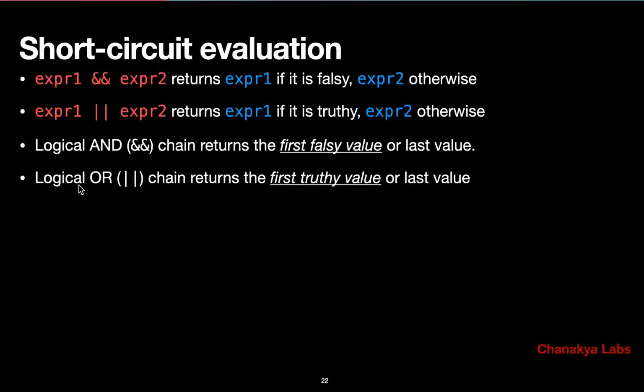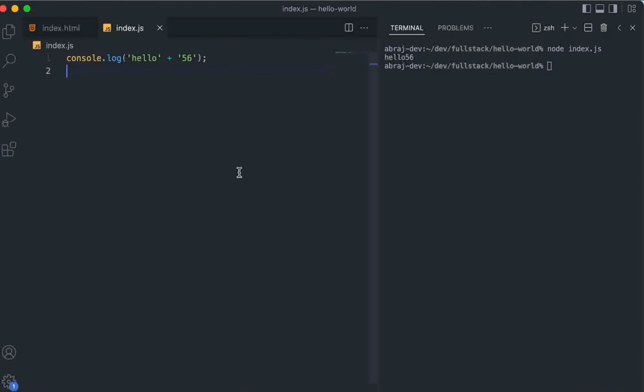And in the same case, in case of OR, whenever expression 1 was truthy, then it was being returned. So similarly here, you keep on looking for the first truthy value. As soon as you encounter the first truthy value, just return that, otherwise you go to the end. So let's take an example of that.